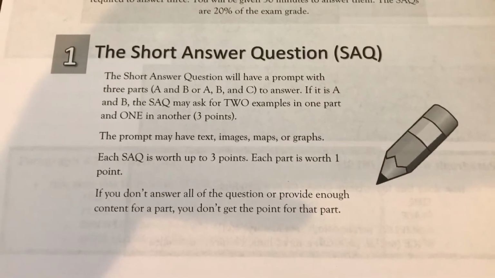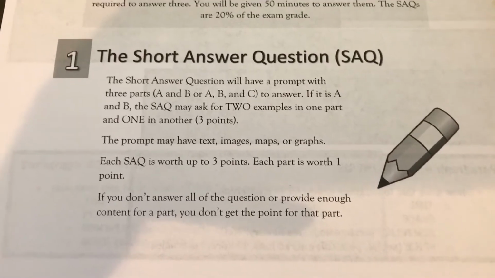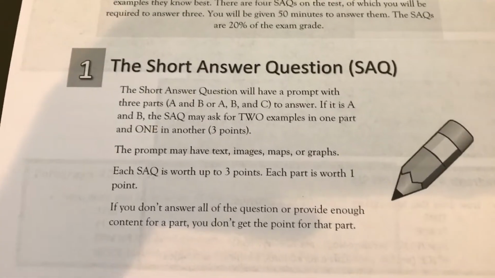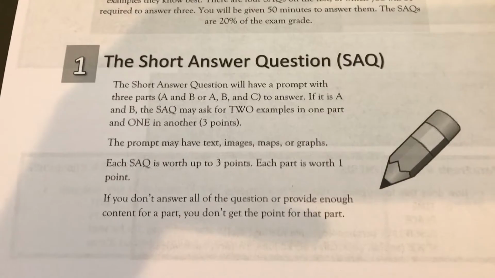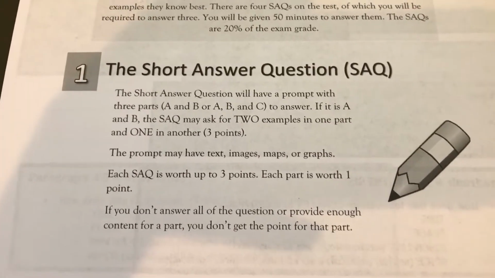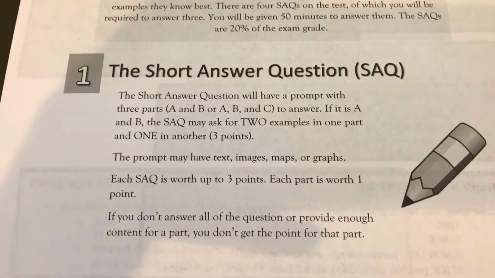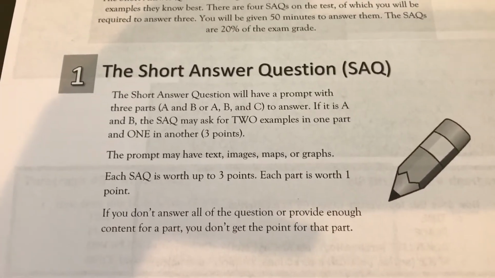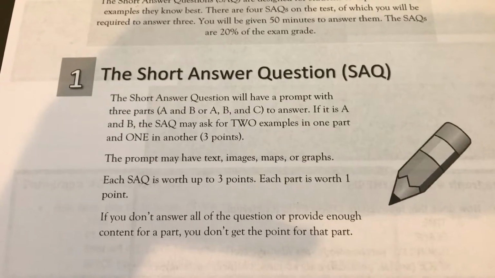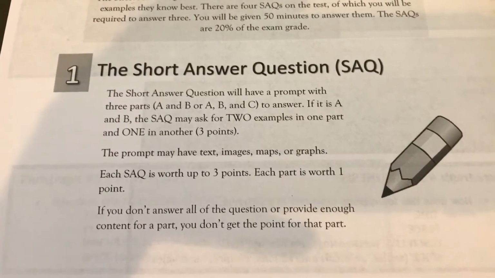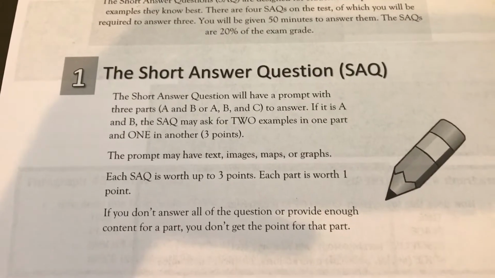one part might ask you for 2 examples, and then another part might ask you for 1 example. But if it's 3 parts, then you just need to give 1 example for each. And the prompt will have text, images, maps, or graphs, but actually some of them now don't even need to have anything with it. The one that you have on tomorrow's test will, in fact, have some text that accompanies it. Okay?